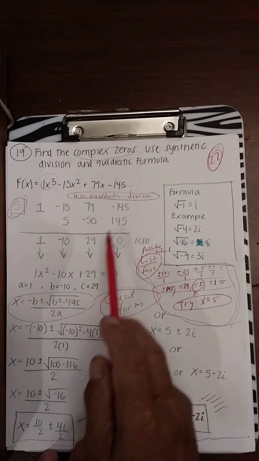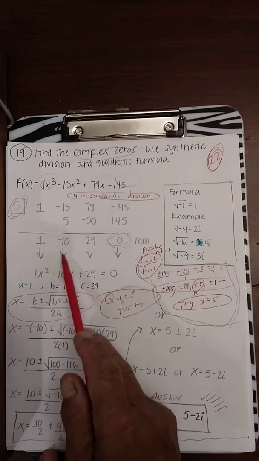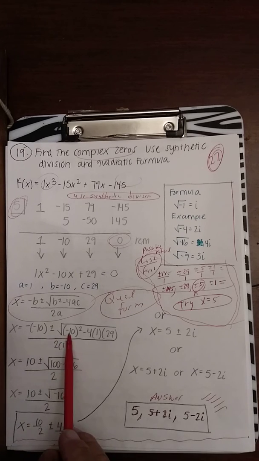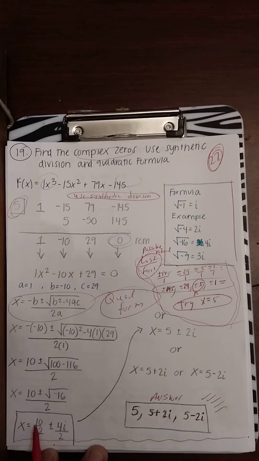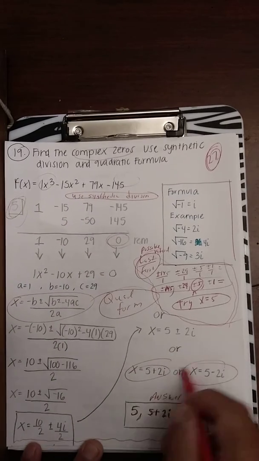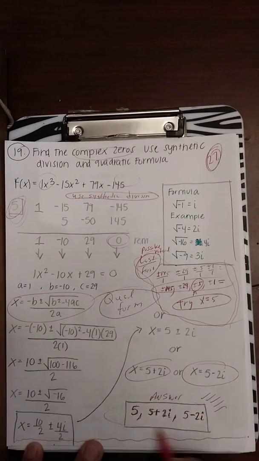Now for this one I'm going to use the quadratic formula. So there's A, there's B, there's C. Put them in the formula. Negative negative 10 plus or minus the square root of negative 10 squared minus 4 times 1 times 29, over 2. That's 10 plus or minus the square root of 100 minus 116, which is negative 16. The square root of negative 16 is 4i. Divide by 2, divide by 2. 2 divides this, 2 divides this. Yes, 5 plus or minus 2i, which means 5 plus 2i and 5 minus 2i. But we have this answer, and this answer, and this answer. So we got 1, 2, 3 answers right here.